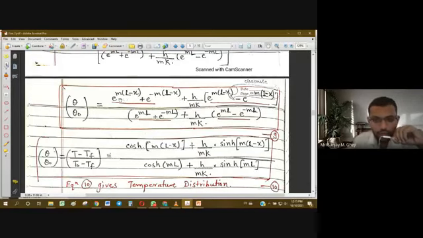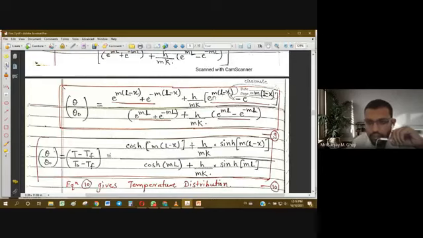So we know these terms like e raised to m into (l minus x) plus e raised to minus m into (l minus x). If we divide by 2 on the numerator and the denominator, mathematically it will not change, but we can get it in a suitable form. So when this term is divided by 2, we get a cos hyperbolic function, cos hyperbolic of m into (l minus x), and h upon mk will remain as a coefficient.